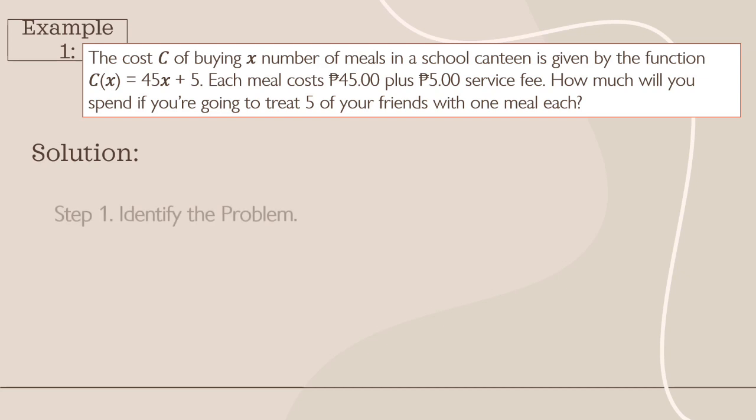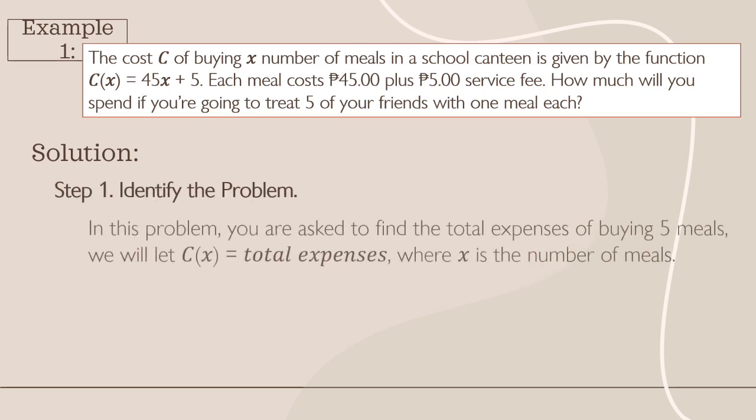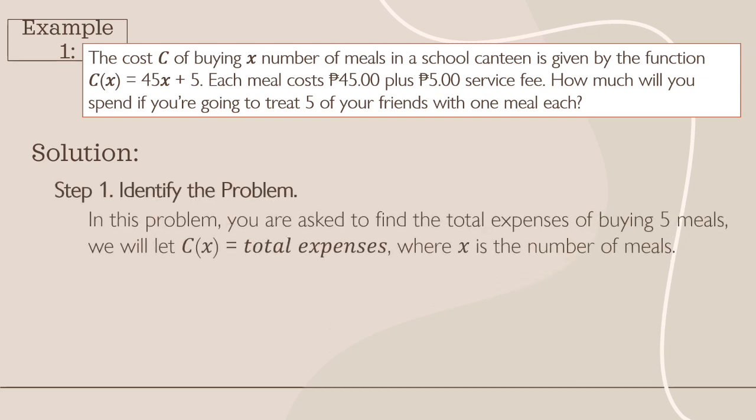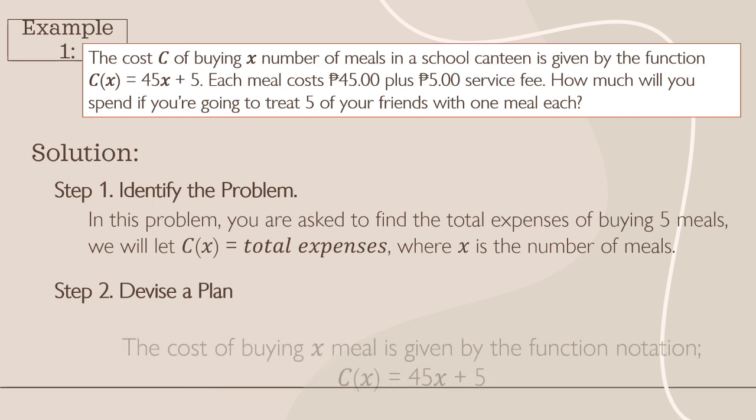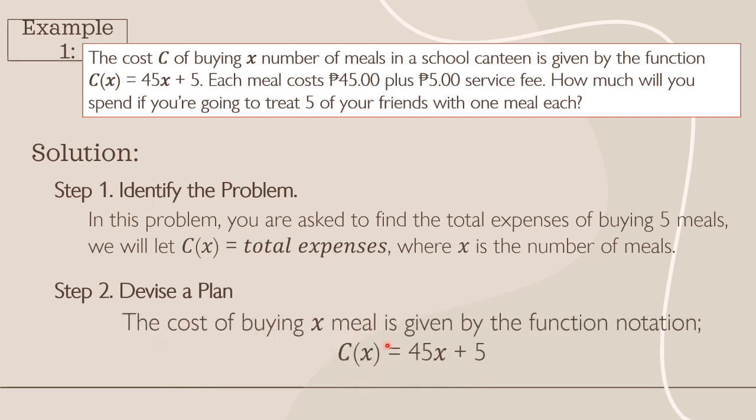Let's have the solution. Step 1, identify the problem. In this problem, you are asked to find the total expenses of buying 5 meals. We will let C of x equal to total expenses, where x is the number of meals. Step 2, devise a plan. The cost of buying x meals is given by a function, C of x is equal to 45x plus 5.